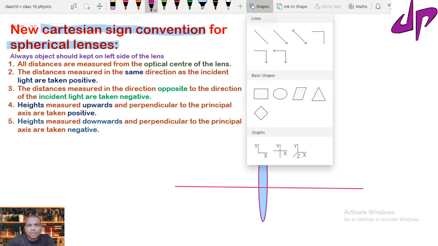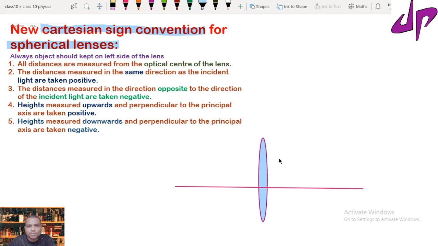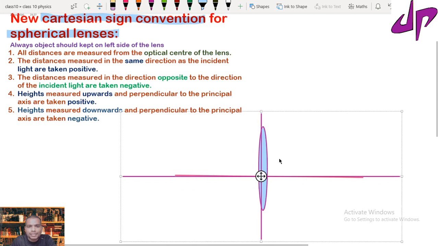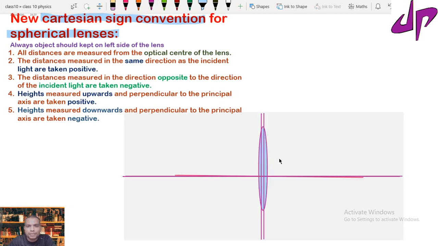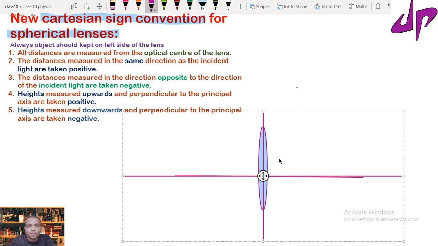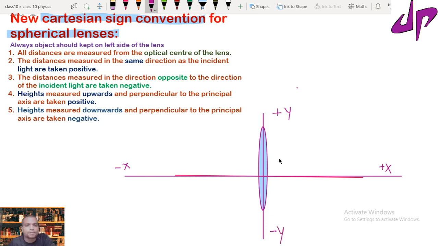To get the Cartesian sign conventions, first I need to draw a coordinate axis. So this is my coordinate axis, x and y. I will take the x-axis exactly on the principal axis. This is my positive x-axis and this is the negative x-axis, and this is the positive y-axis and this is the negative y-axis.